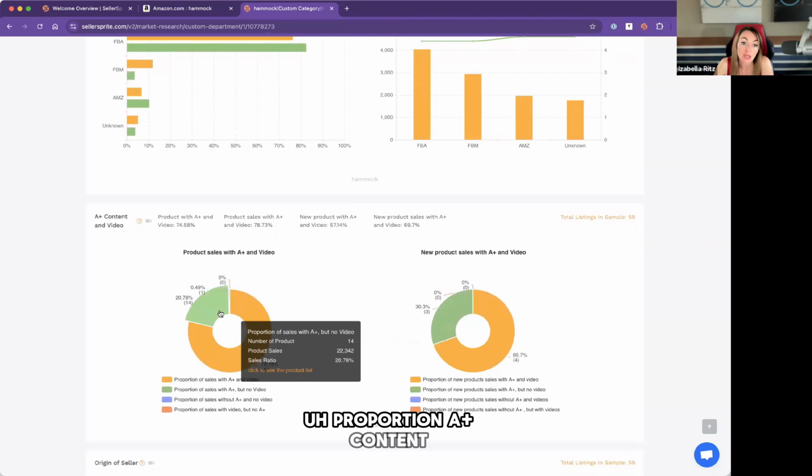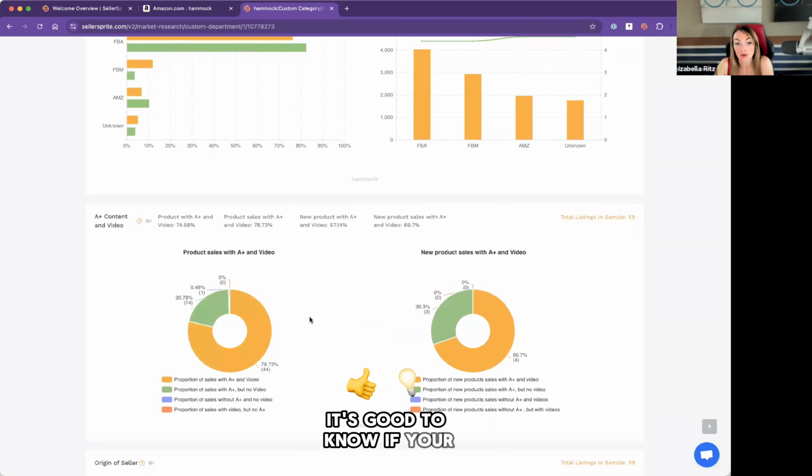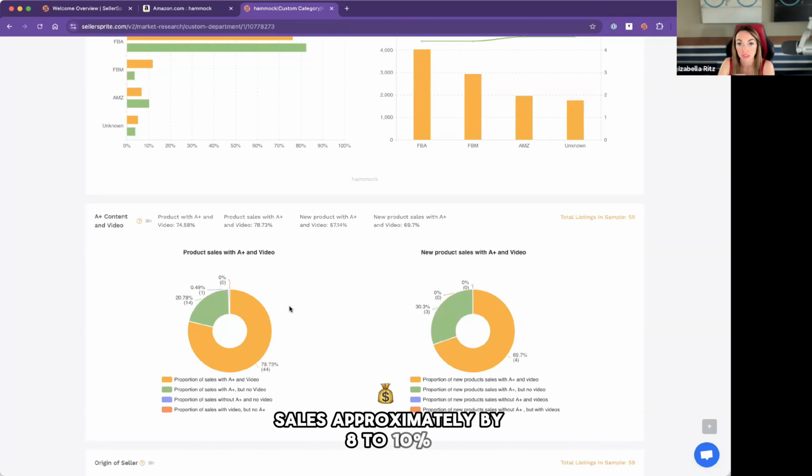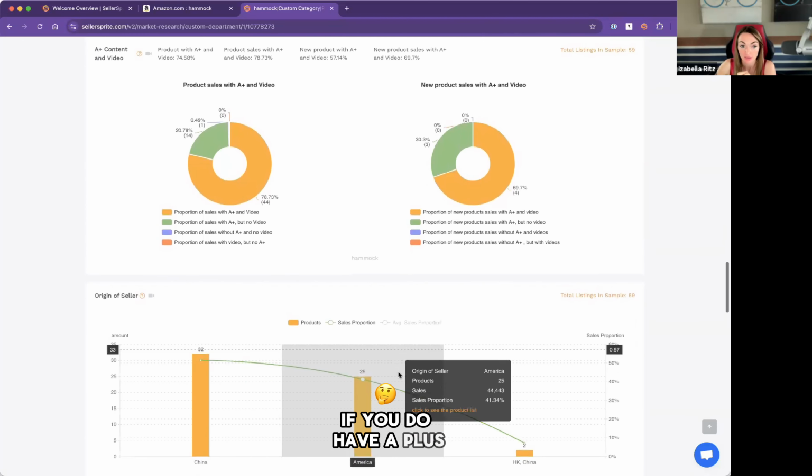A+ content, it's good to know if your competitors are utilizing the power of A+ content. As a reminder, if you want to boost your sales and you're like, oh, I don't have a budget for A+ content, should I do it or should I not? You will increase your sales approximately by 8 to 10% if you do have A+ content.